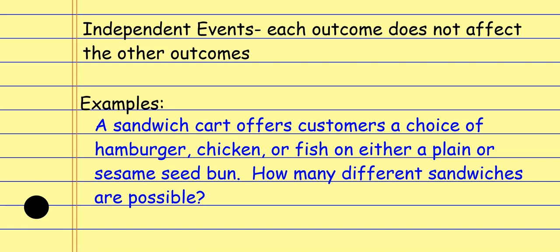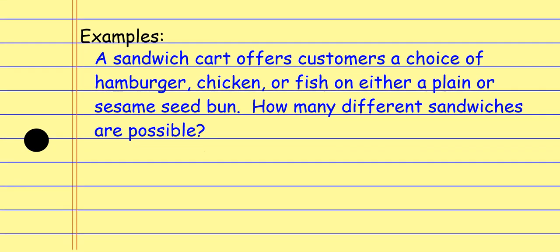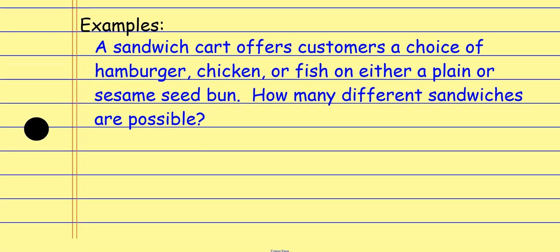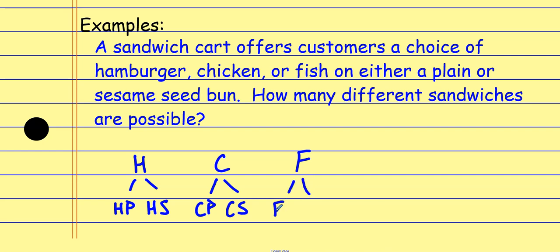So like this one, it says a Sandra card offers customers a choice of hamburger, chicken, or fish on either a plain or sesame seed bun. How many different sandwiches are possible? So the way to count up the number of possibilities is literally write out the situation. I could have a hamburger, chicken, or fish. If I chose the hamburger, I could have that on either a plain bun or a sesame seed bun. If I chose the chicken, I could have that on a plain bun or a sesame seed bun. And if I chose the fish, I could have it on a plain bun or a sesame seed bun.